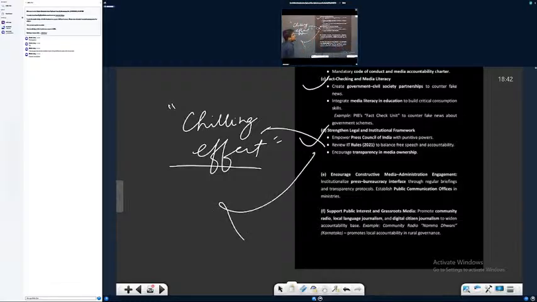Encourage transparency in media ownership. Who exactly is owning and controlling the media? It should be shown. It should be transparent. Plus, there should be some form of control, so that one particular industrial house can't own 2 or 3 media houses. Else, they will control the public debate, right? So that's why.